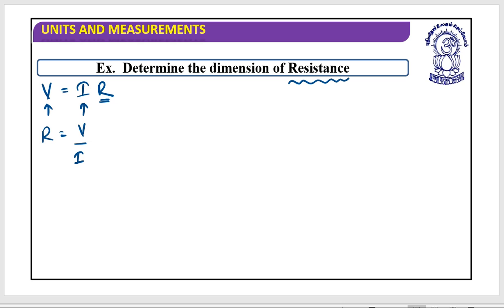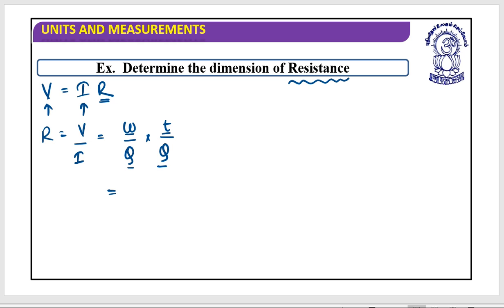What is V? We know V is equal to work done divided by charge. What is I? We know that I is equal to Q by T. So if I write this, it is work done into time divided by Q square.